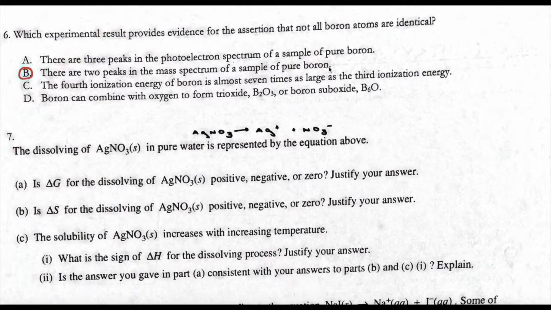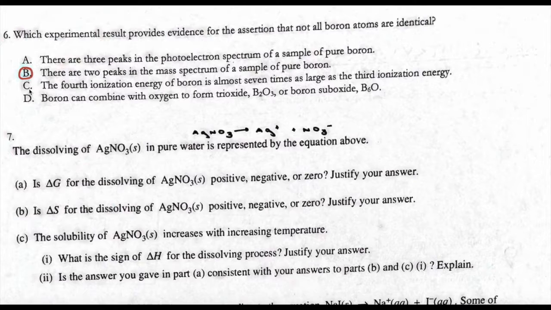What that tells you, remember, if you're talking about the peaks in the mass spectrum, you have identified 2 different isotopes, which does support the assertion that not all boron atoms are identical, since if you have isotopes, they have different numbers of neutrons. So that's an option. Let's look at the other 2.